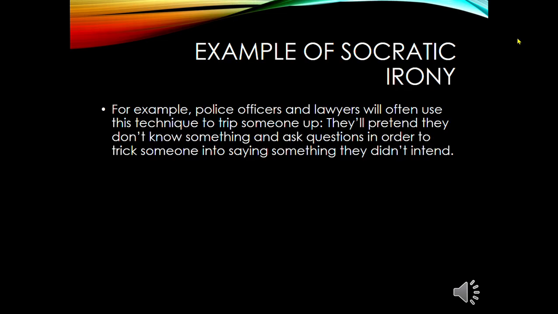For example, a police officer or a liar will often use this technique to trip someone up. They will pretend they don't know something and ask questions in order to trick someone into saying something they didn't intend. So here you pretend that you don't know the situation, but you actually know the situation and you trick people into some kind of confession. So this was the fifth one.